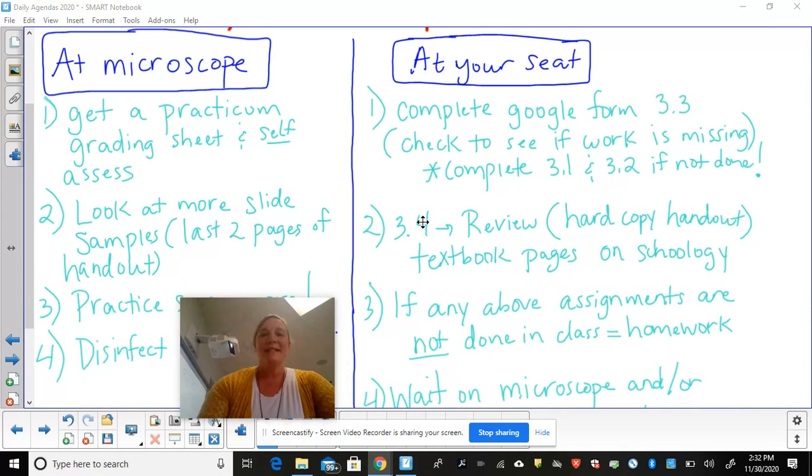Now, when you're at your seat, okay, when you're at your seat. So this is either you start at your seat or you go to the microscope and then you come to your seat.